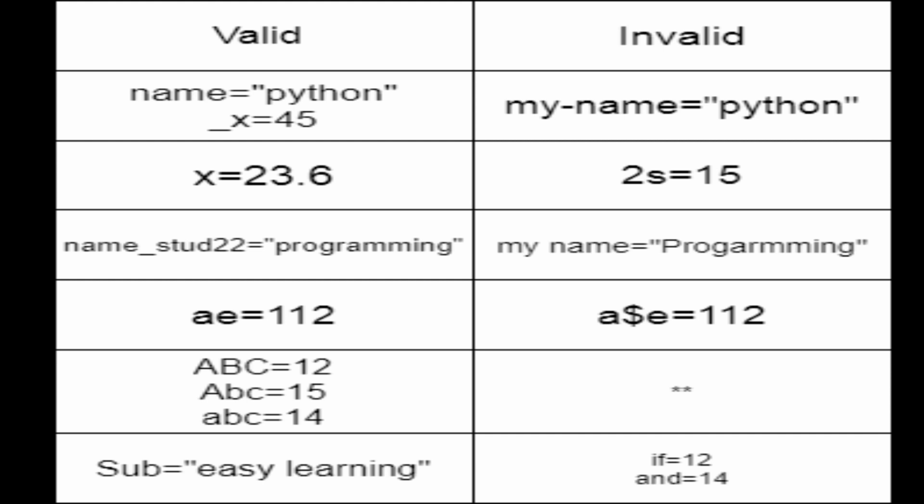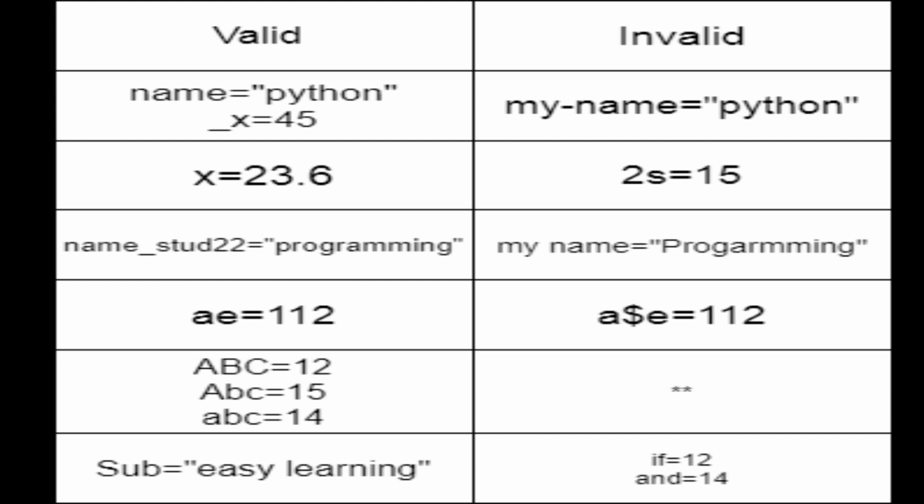The next rule is a variable name cannot start with a number, that means digits. The third rule is a variable name can only contain alphanumeric characters and underscores. It should not contain anything apart from these three, that is alphabets, numerics and underscore. And the next rule is it should not contain any special characters.